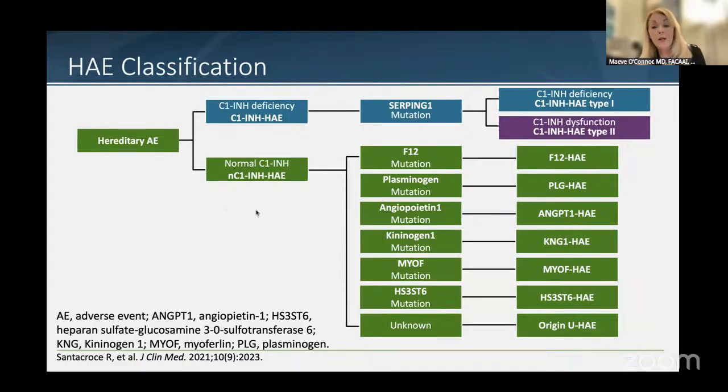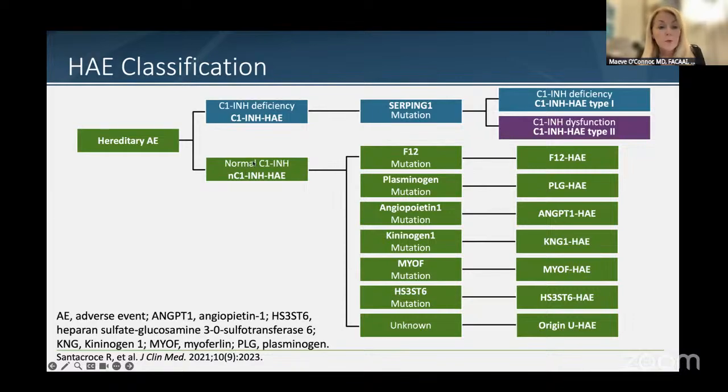So HAE is classified into 3 main types, as I mentioned. Here is just a nice showing of this, looking at the C1 inhibitor deficiency, type 1, low C1 inhibitor levels. This is due to the SERPING1 mutation, and that can be also seen in the C1 inhibitor HAE type 2, which is when you have the dysfunction of C1 inhibitor.